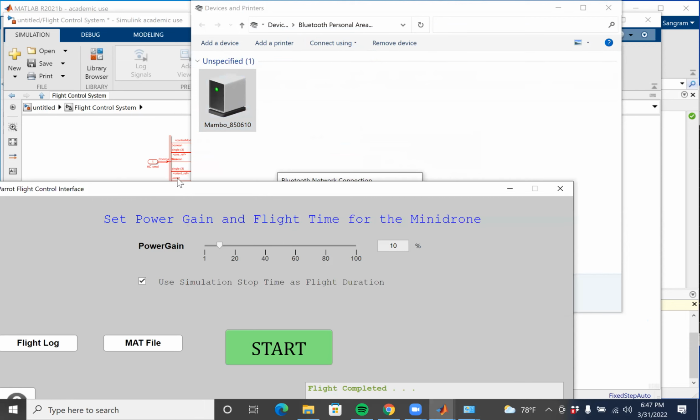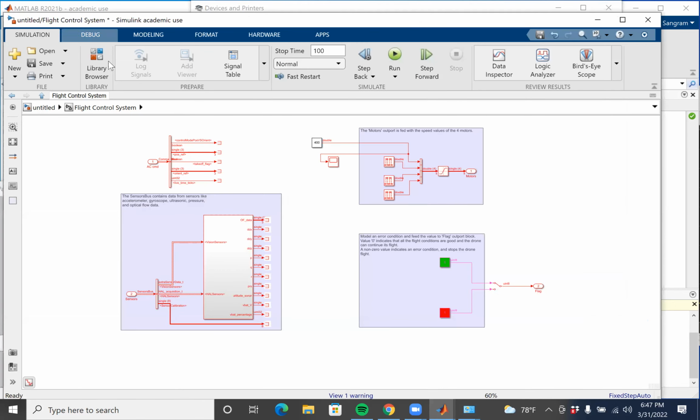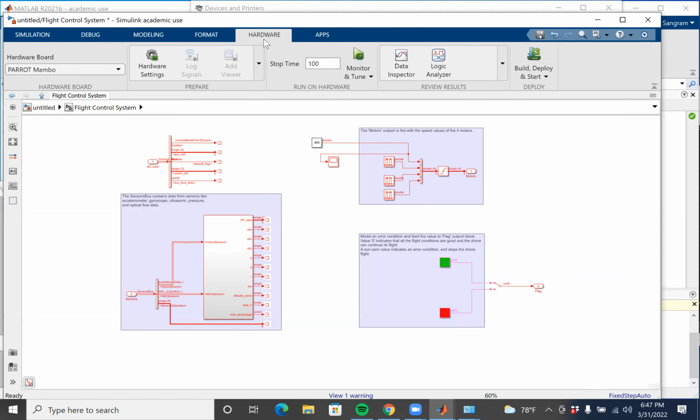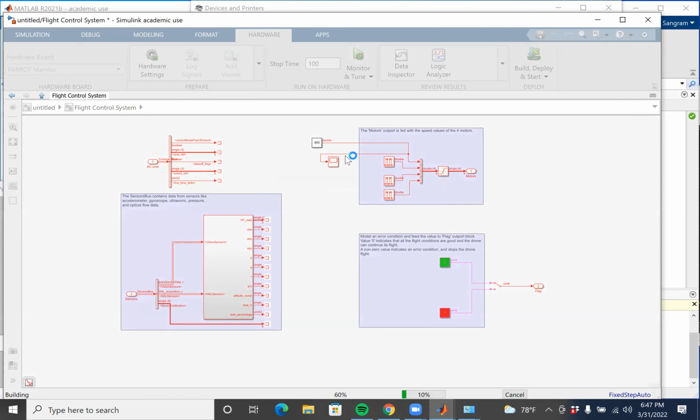Okay, finally, connection successful. Now what I'm going to do is go to hardware, go to monitor and tune, and then see what happens.